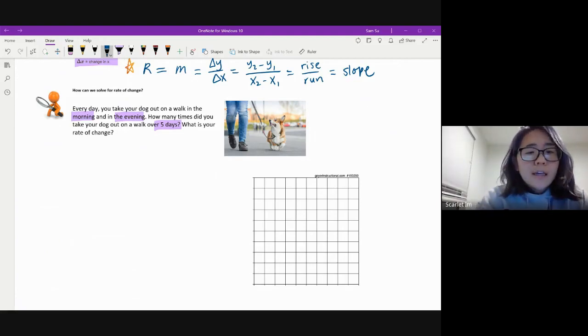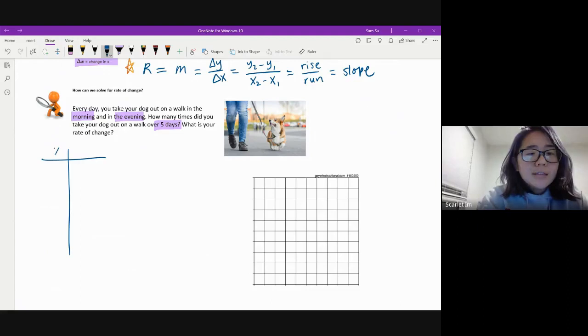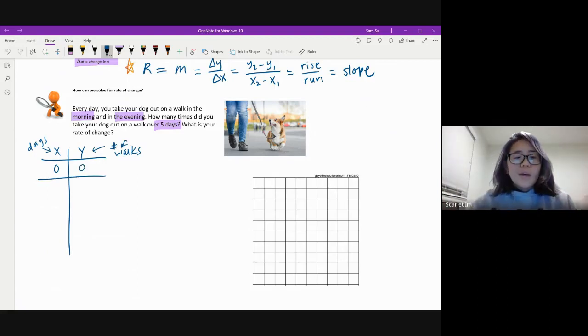We can do it by writing it out day by day. I can make a little T-chart or table. I'm going to make this my X and that my Y. X is going to be my days, and Y is going to be the number of walks. Before I start the day, I didn't take my dog out, so 0, 0. On the first day, how many times did I take my dog out? Once in the morning, once in the evening, so that's 2 times.